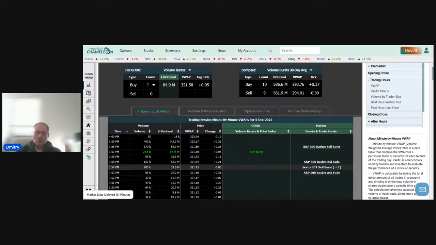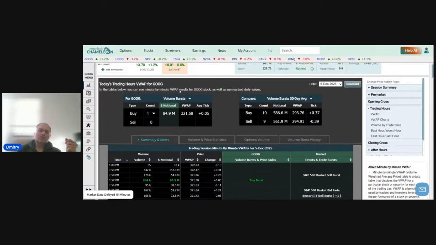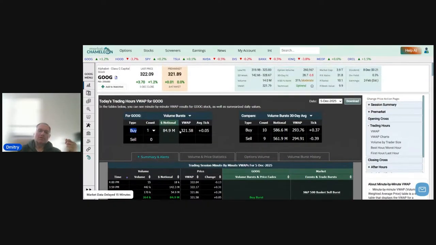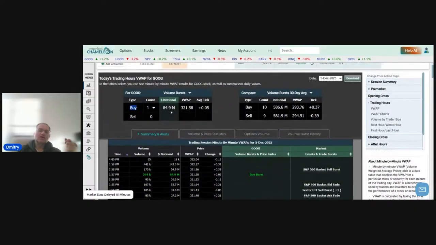Now in Google, here's the summary of these bursts. So we only saw one buy burst, which was this on the day, no sell bursts. If you click on it, you can see the time, so today it was just one. But is that very unusual? Probably not in Google, because we could look at the 30-day average and could see that typically, if we average out the last 30 days, we see about 10 of these bursts on each side, 10 on the buys, 9 on the sell.